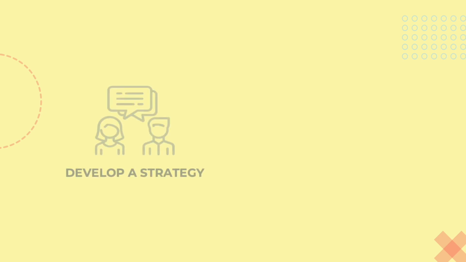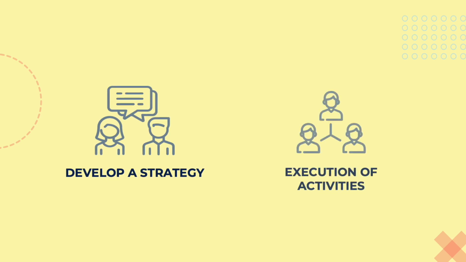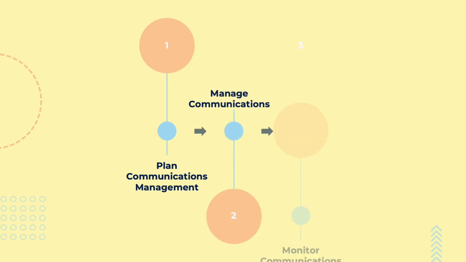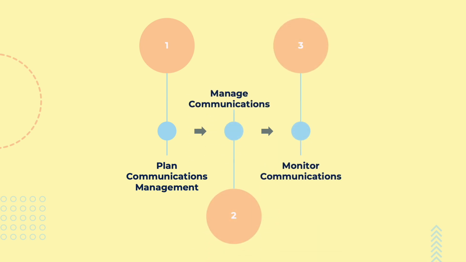Project communication management consists of two main parts. The first part is developing a strategy to ensure communication is effective for stakeholders. The second part is carrying out those activities necessary to implement the communication strategy. This knowledge area works within three process groups: plan communications management, manage communications, and monitor communications.